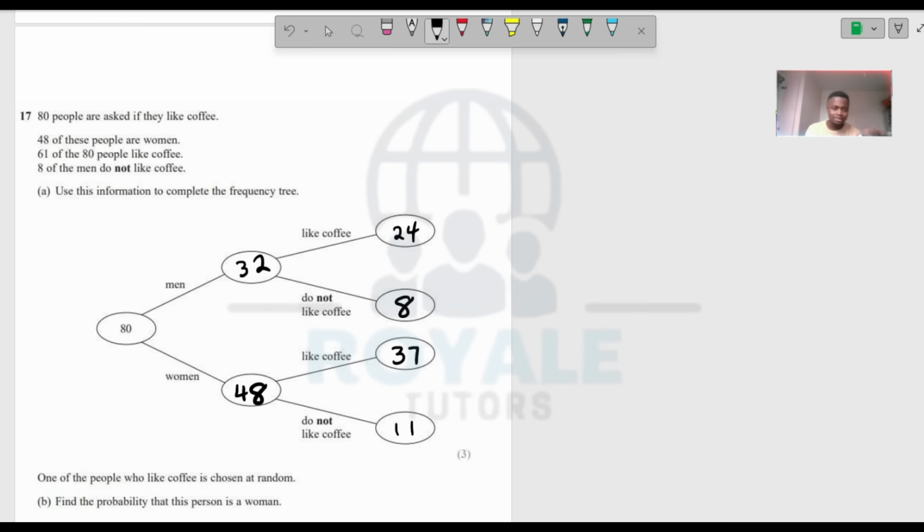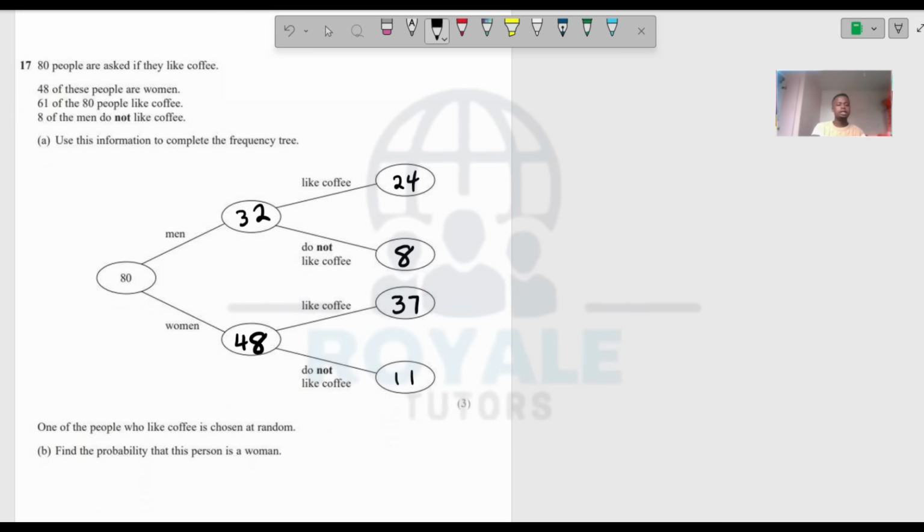All right, so let's see. 24 plus 8 is 32. Good. 37 plus 11 is 48. Good. 37 plus 24 is 61. Good. I'm just trying to reconfirm what I've filled in on the table. Then 32 plus 48 is 80. Perfect. So they said find the probability that this person is a woman.